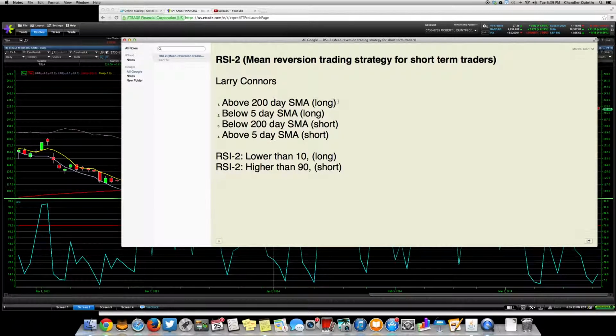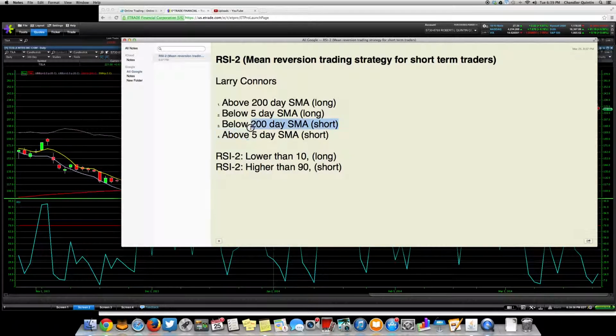So you're looking for long and short positions, and what you're going to want to use is the 200-day simple moving average and the 5-day simple moving average and the RSI2 indicator. For a long, you're looking for a stock that's trading above the 200-day simple moving average and below the 5-day simple moving average, with an RSI2 of lower than 10 on the daily. You can also use RSI2 on short-term charts, and I'll show you how that works in other videos, but today was an overnight trade, so we're going to go with the daily.